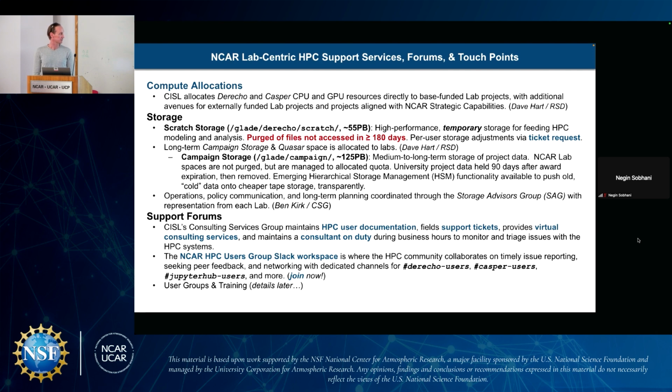We also run a number of support forums. We develop user documentation. We handle user support requests through a triage help desk system. We have a Slack channel, which is usually great. Today, Slack's having issues, but such is life.